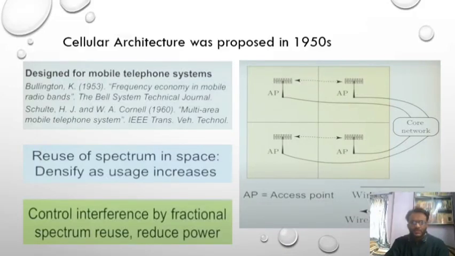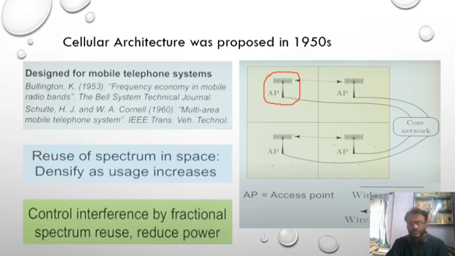The cellular architecture was proposed in the 1950s by Bullington in 1953 for frequency economy in mobile radio bands. These are basically the cellular network. Each cell is divided with an access point, and according to the access point there are some wireline connections to the core network, and the users are distributed inside the cell.